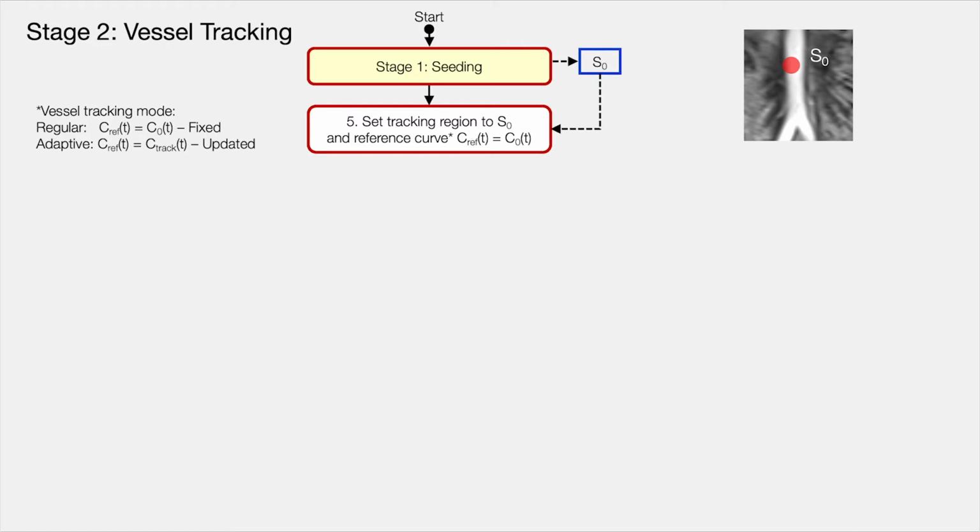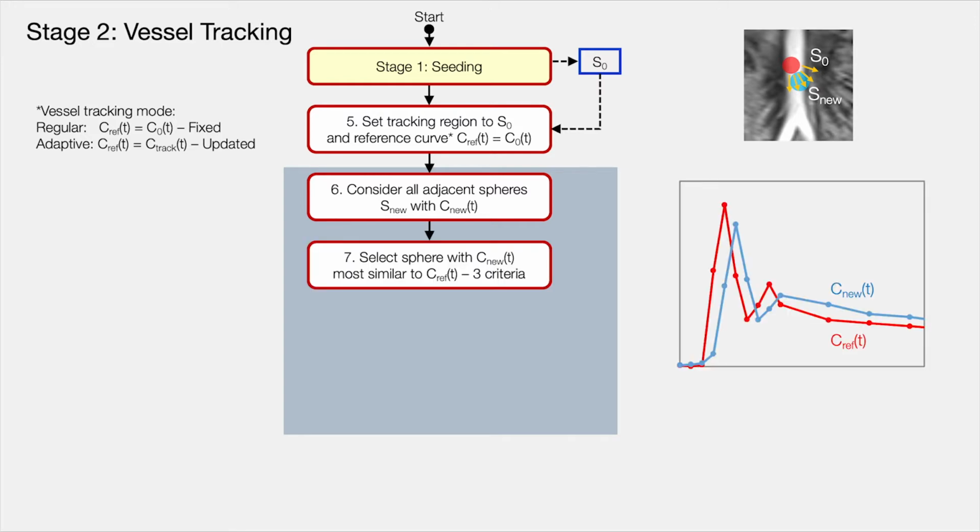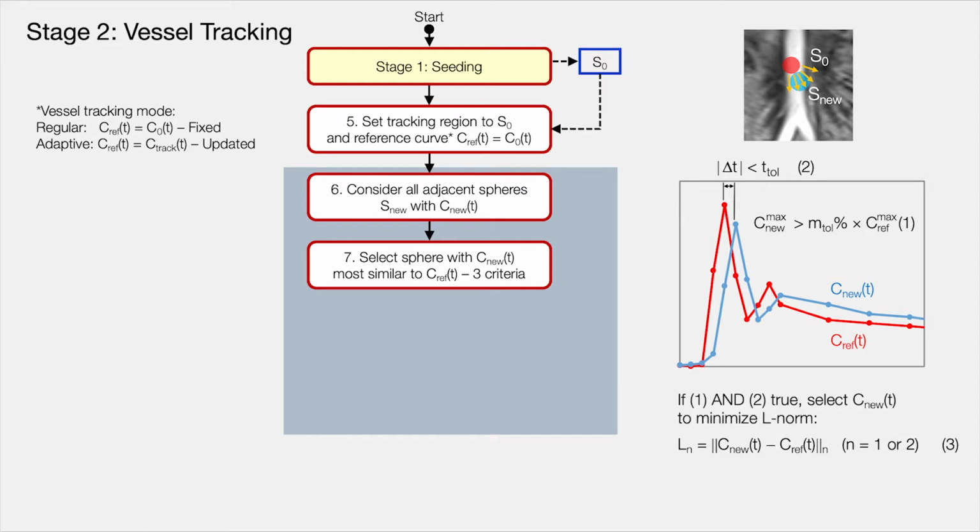Next, vessel tracking begins iterations. At each step, the algorithm considers all spheres adjacent to the current tracking region and selects the sphere with the time activity curve most similar to the reference curve based on the following three criteria. First, the peak height of the new curve must exceed the user-specified threshold percentage of the reference curve peak. Second, the peak time of the new curve must be within the time tolerance interval of the reference curve peak time. And finally, if the first two conditions are met, the new curve must yield the smallest difference between itself and the reference curve, expressed as an L norm.